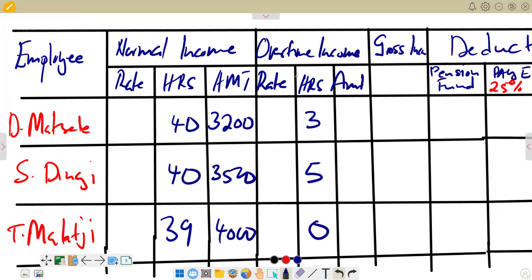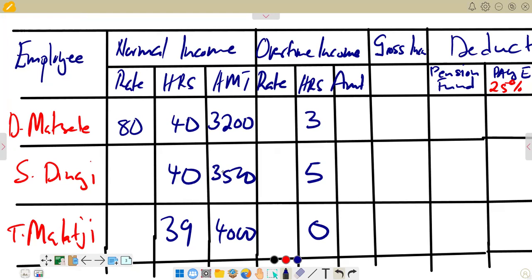So how are we going to find the rates? We are going to say amount divided by hours. So we are saying this column for amount, say 3,200 for the first employee, then we divide by 40 hours, then we get the rate per hour. If you round it off to the nearest whole number, remember, according to the instruction, you're going to get 80 there.